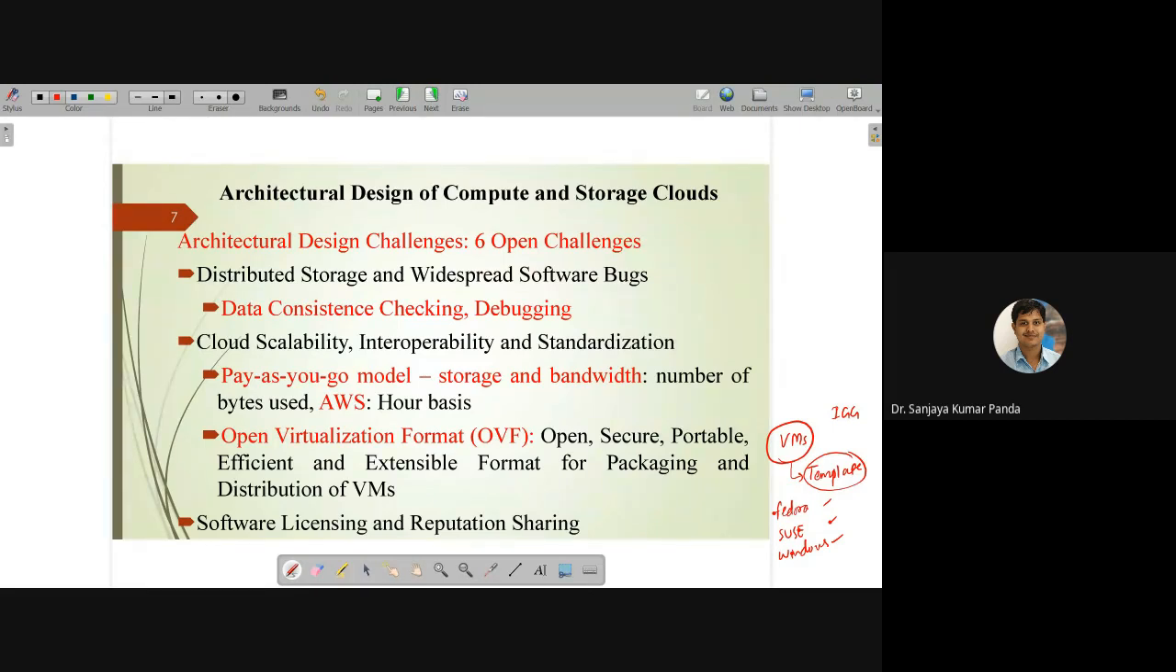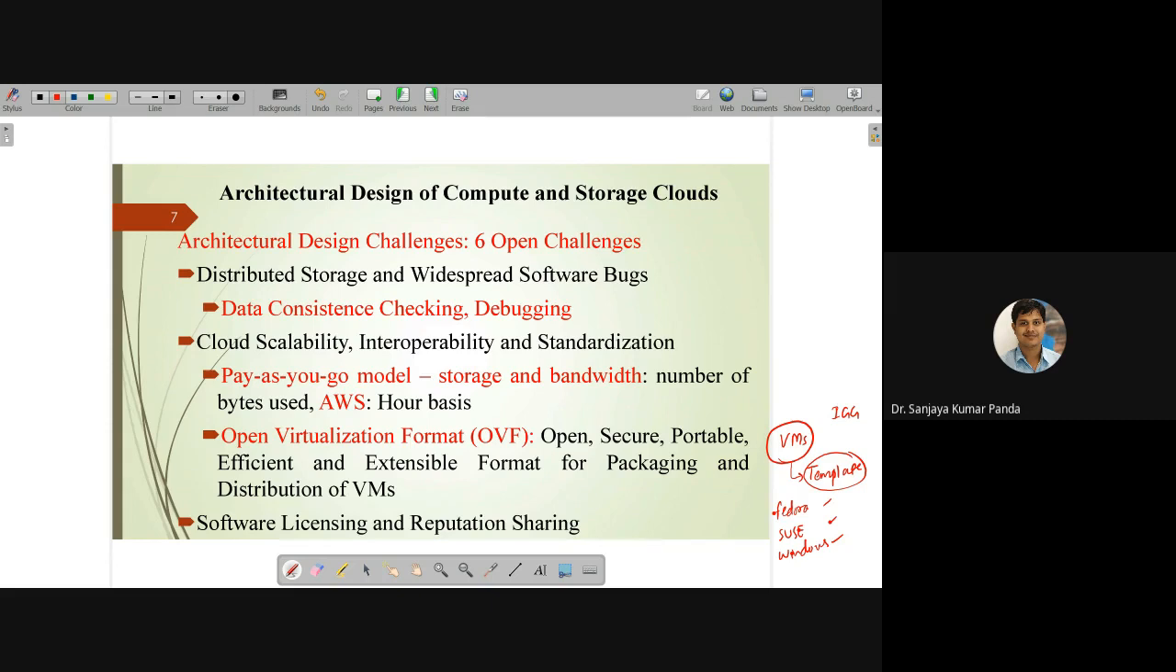These are well-defined formats. This Open Virtualization Format is a standardized format. So if you follow this format, it is easy to migrate from one physical machine to another physical machine, and easily you can distribute. Sometimes these preloaded virtual machines with packages are given in various workshops and conferences so that people can directly use them without installing any plugins. That is also one of the challenges.